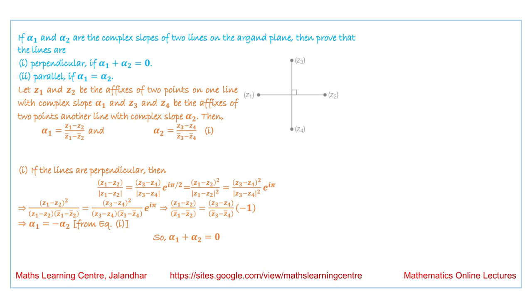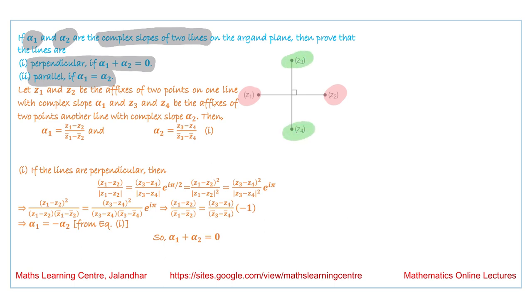Now, if alpha 1 and alpha 2 are the complex slopes of two lines on the Argand plane, then we have to prove that the lines are perpendicular if alpha 1 plus alpha 2 is 0, and they are parallel if alpha 1 is equal to alpha 2. So we are saying, suppose we have two points z1 and z2, and these are the two points z3 and z4.